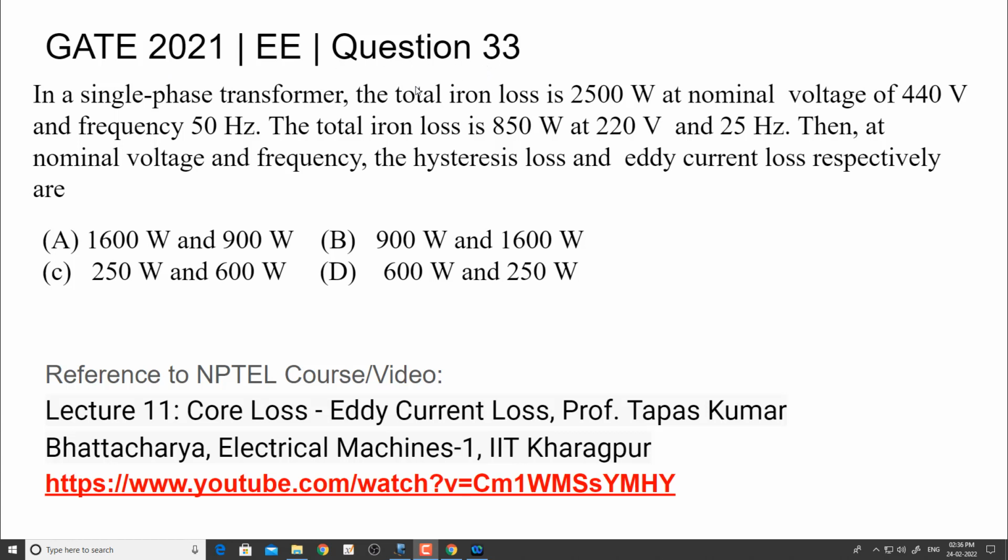The question is, in a single phase transformer, the total iron loss is 2500 watts at nominal voltage of 440 volts and frequency 50 Hz. The total iron loss is 850 watts at 220 volts and 25 Hz. Then, at nominal voltage and frequency, the hysteresis loss and eddy current loss respectively are. These are the given options.